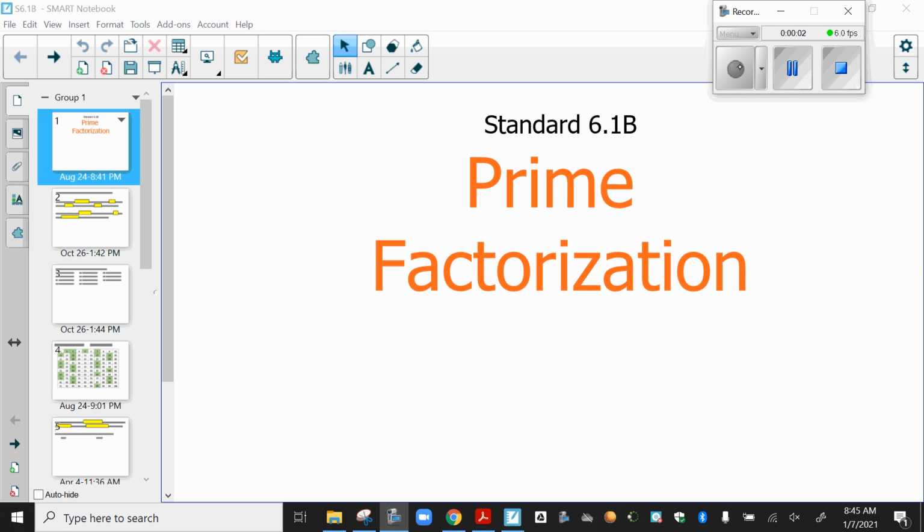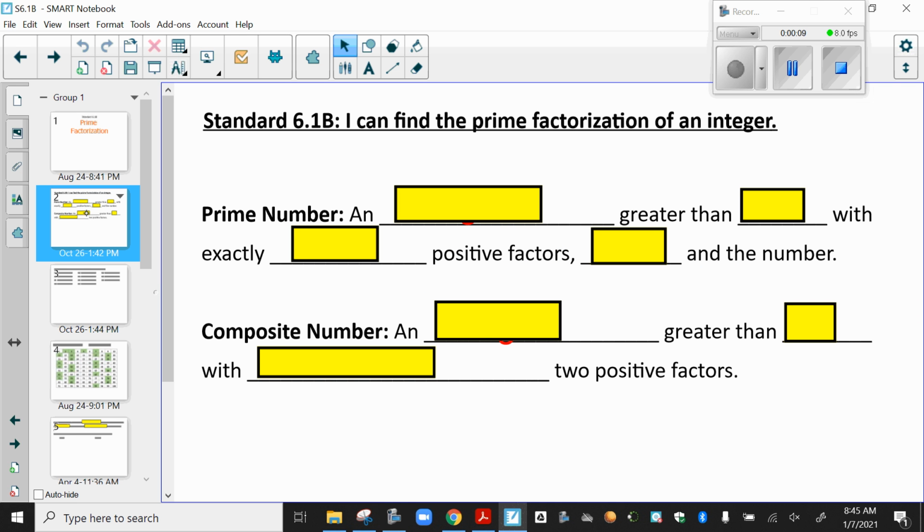Hello. Standard 6.1B, prime factorization. Standard 6.1B: I can find the prime factorization of an integer. So first, let's review a few things here.